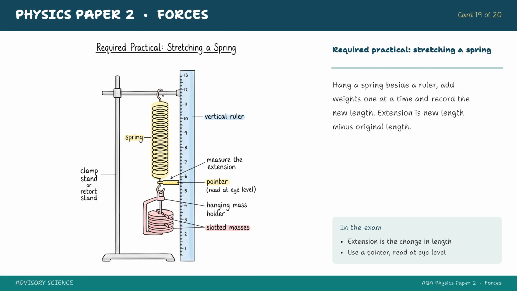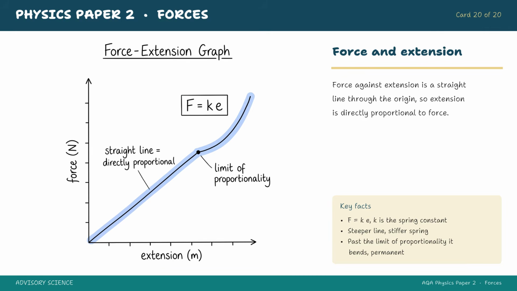Extension is the change in length, not the total length. A graph of force against extension shows a straight line through the origin. This proves that extension is directly proportional to the force applied. The formula is force equals spring constant times extension. F equals k times e. The spring constant measures how stiff the spring is.